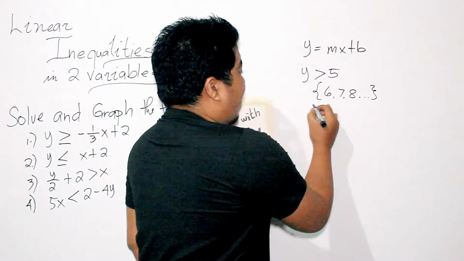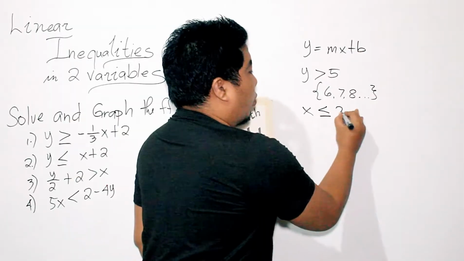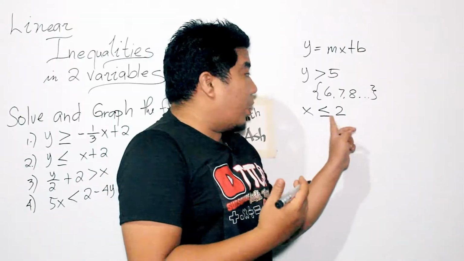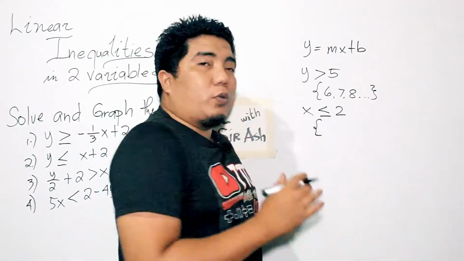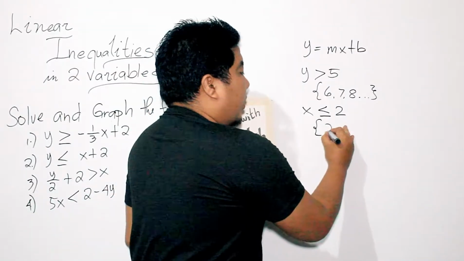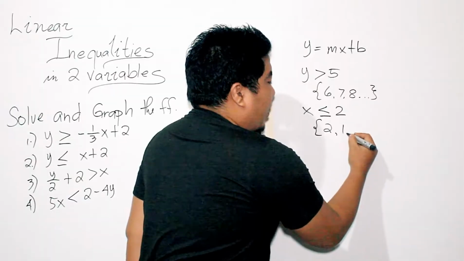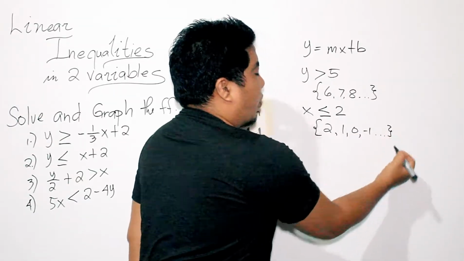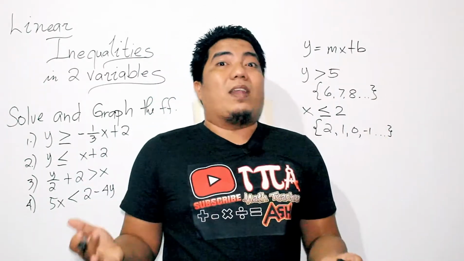Now, if we have, let's say, x is less than or equal to 2, that means that x can be equal to 2 and x must be less than 2. So therefore, our solution set will start at 2, and those numbers that are less than 2, and those are 1, 0, -1, and so on and so forth, or the negative infinity. Now, this is the concept of inequalities.